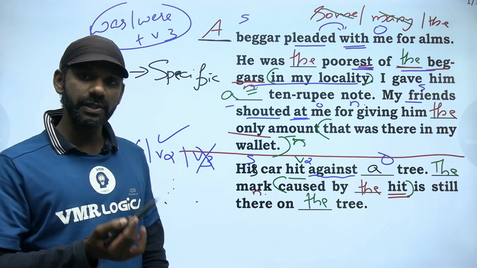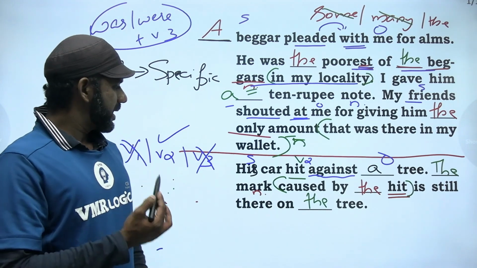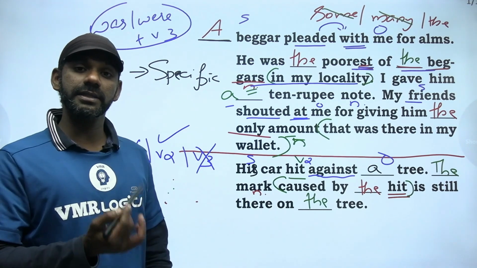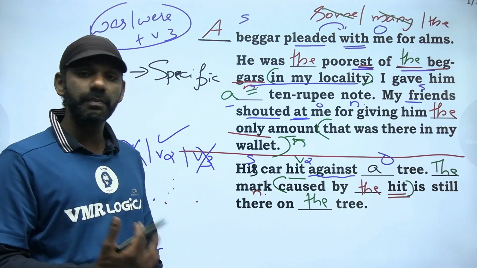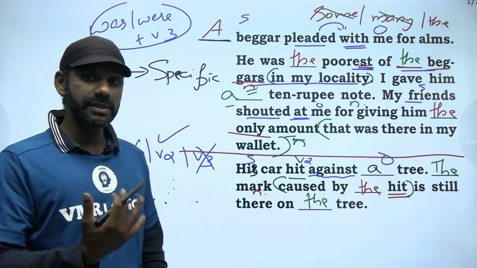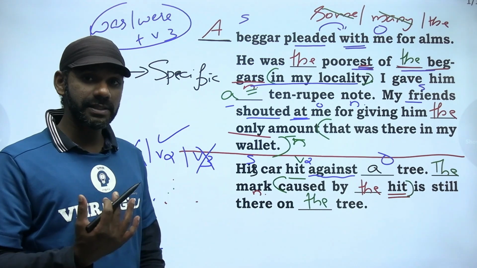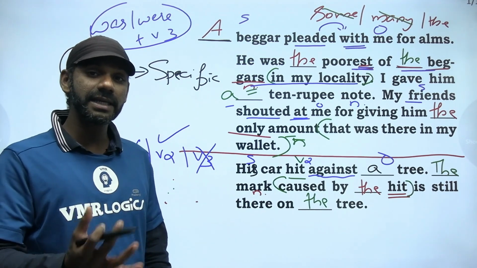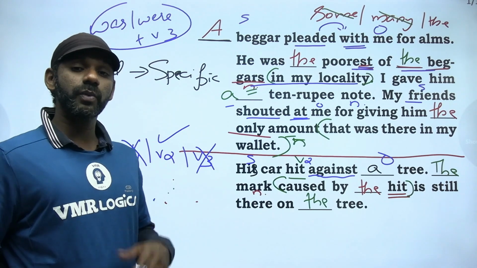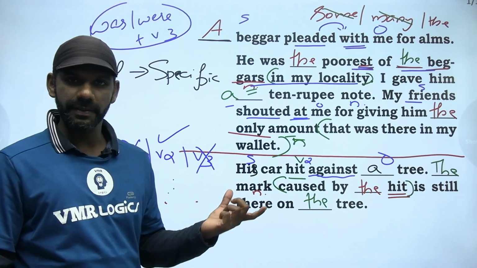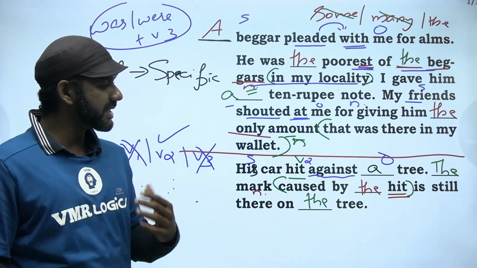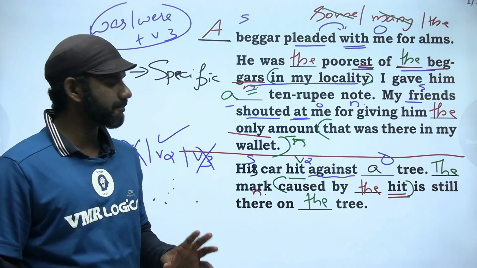In the passive voice also it must be simple past tense. His car hit against a tree, in the passive voice becomes, a tree was hit against by his car. A tree was hit by his car is wrong, because the phrase should remain the same. So, a tree was hit against by his car.